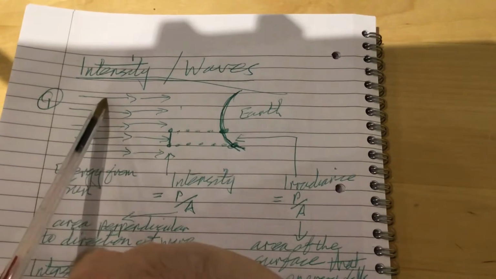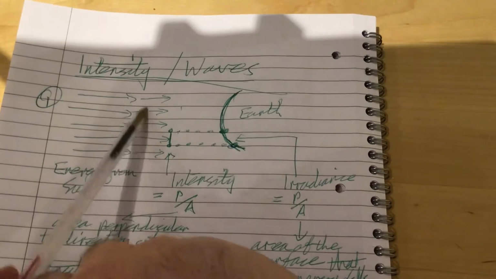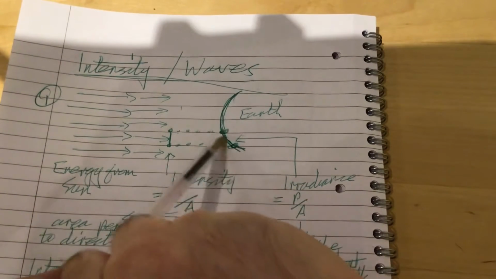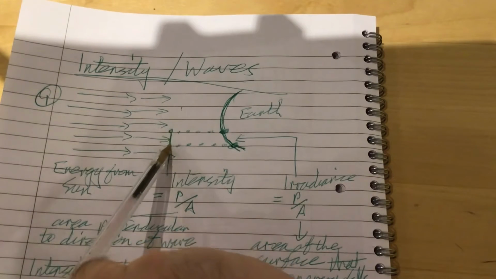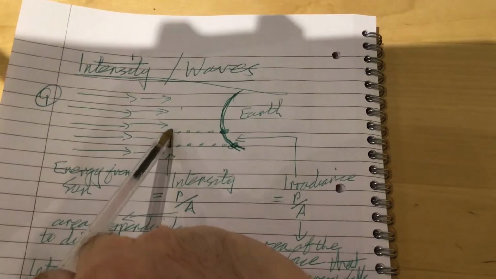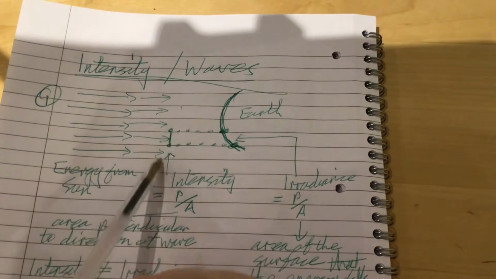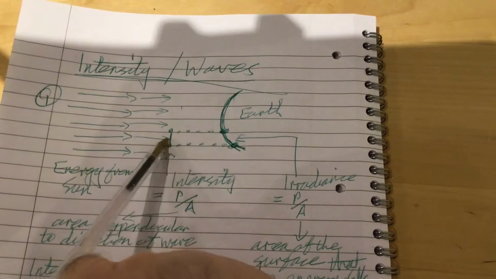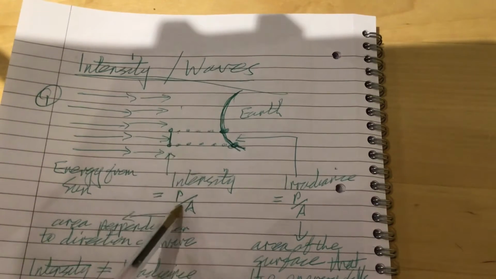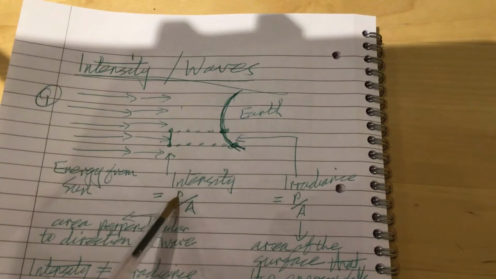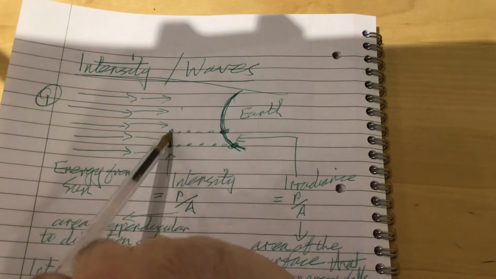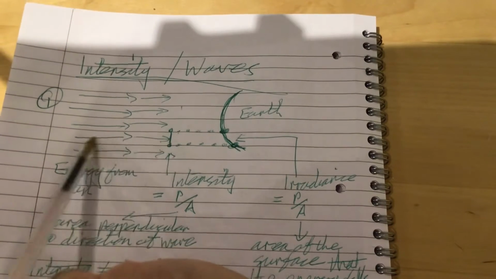So if we take this little sketch, here are rays of light from the sun, here's the Earth's surface, there's its curvature, and here somewhere out in space is a 1 meter by 1 meter square section of space. So the intensity of the radiation passing through this 1 meter by 1 meter square is the power, the energy per unit time over the area, because this is perpendicular to the rays of light.